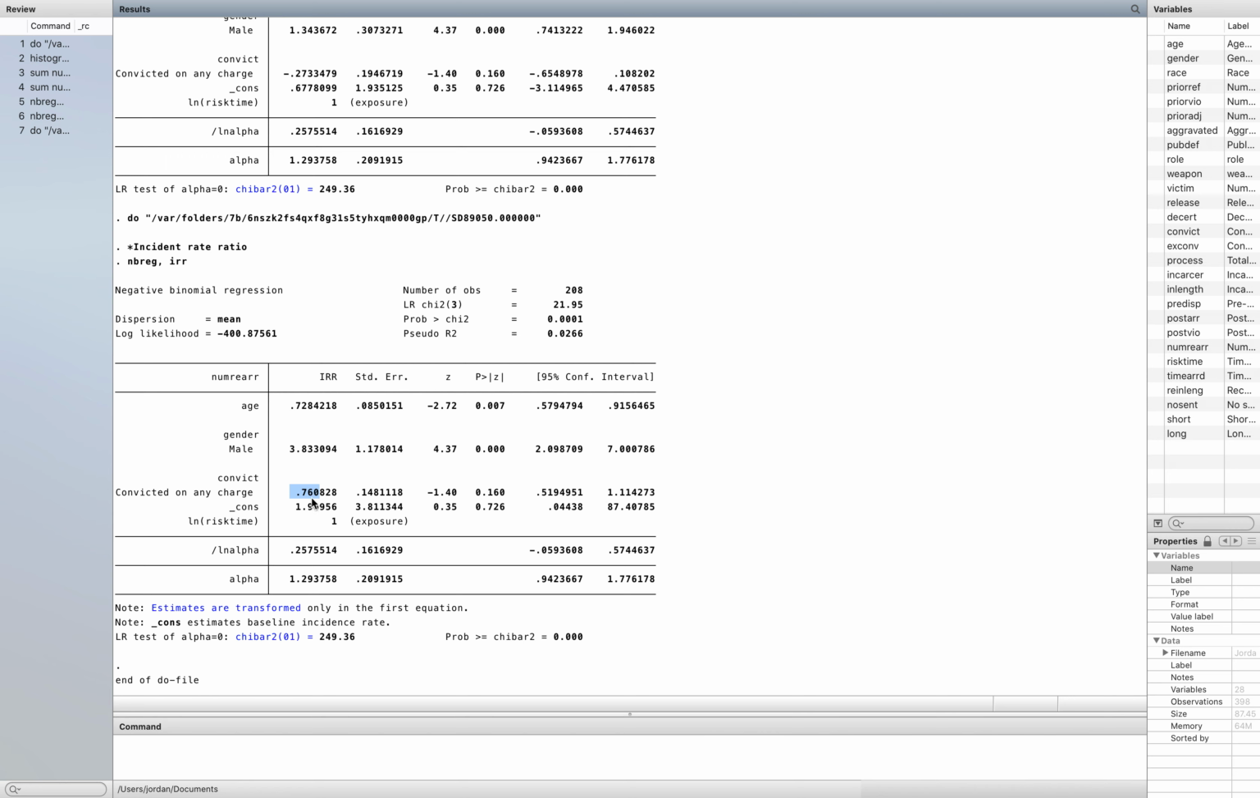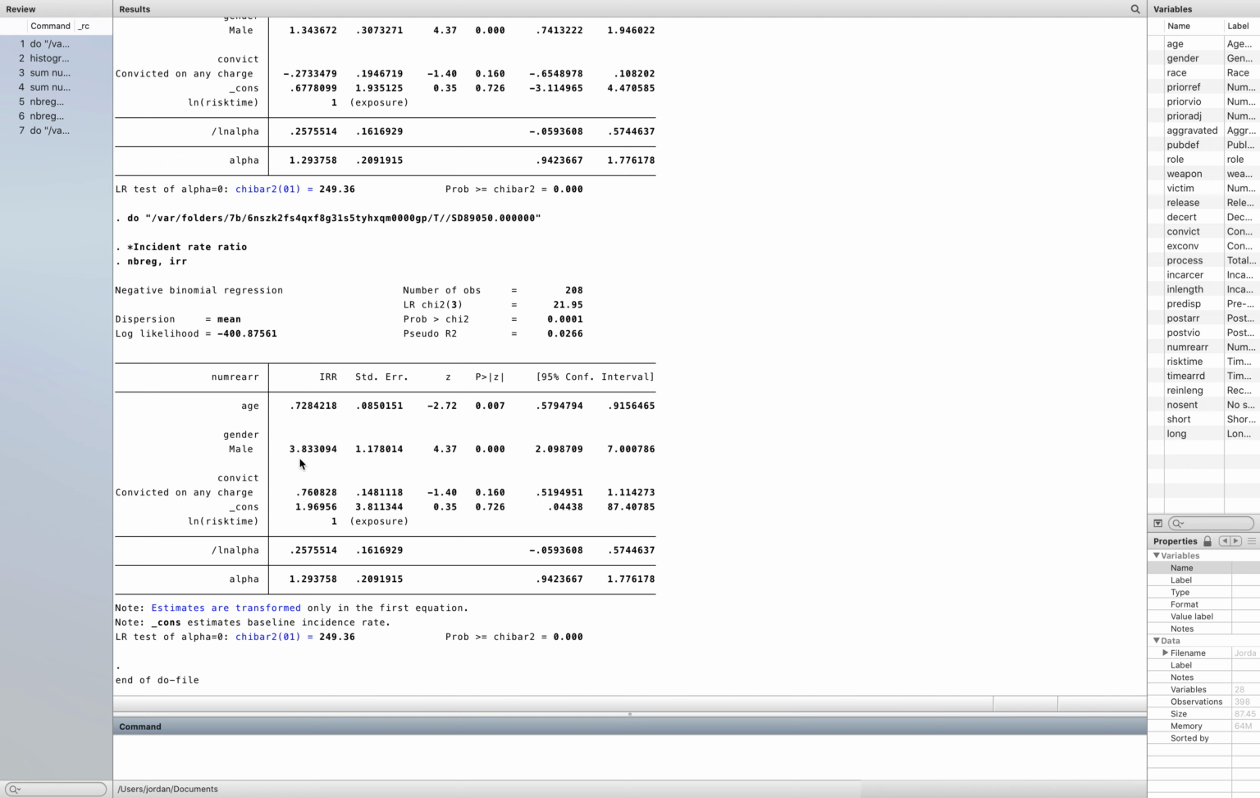So that's the incident rate ratio. Again, you're talking about what's the rate of rearrest. You can do margins, but before we even go into margins, you see how these can be interpreted much more easily than expected log counts. You're talking about what's the rate of rearrest.